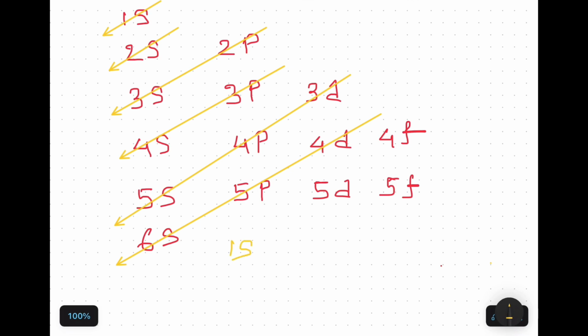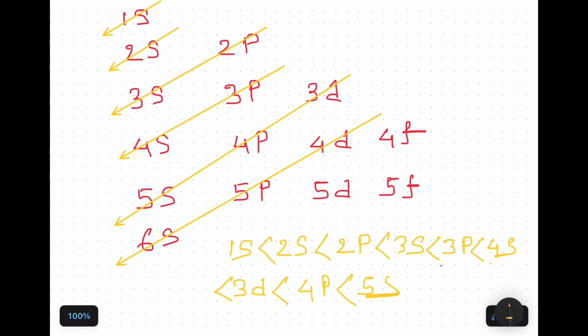So 1s, then 2s, then 2p, then 3s, then 3p, then 4s, then 3d, then 4p, then 5s.